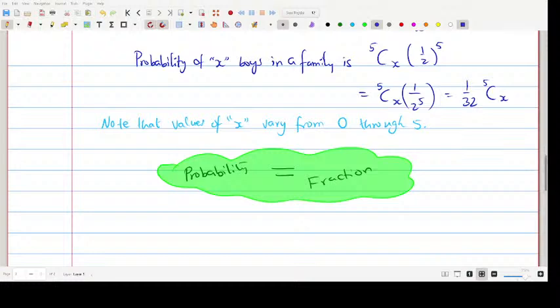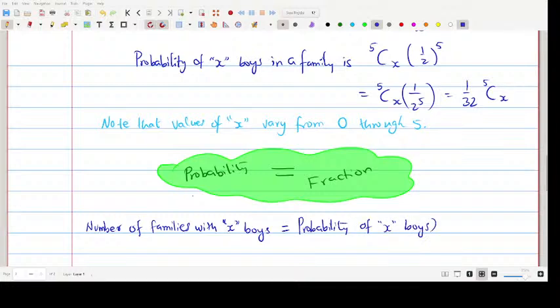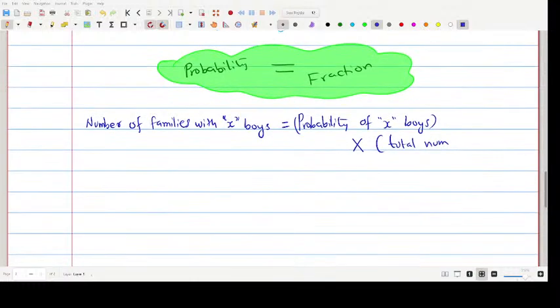So, number of families with X boys is equal to probability of X boys multiplied by total number. I'll scroll it a little bit. Yeah. Okay. Now I think it is visible.